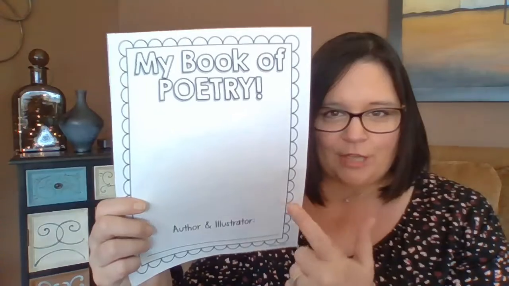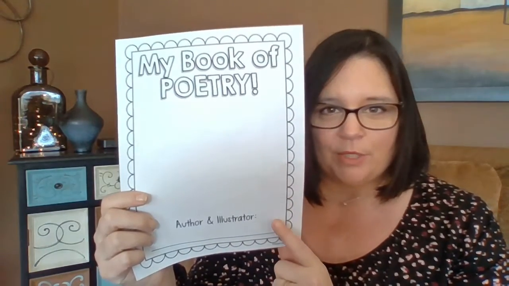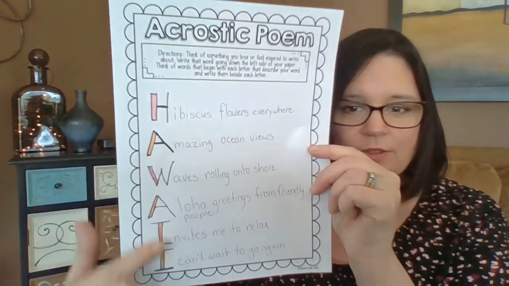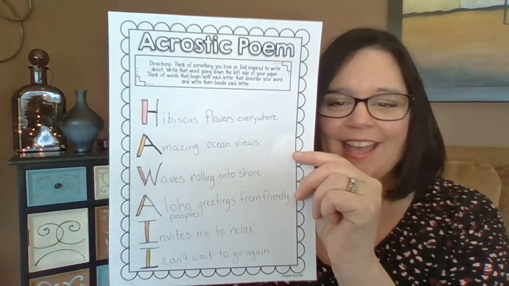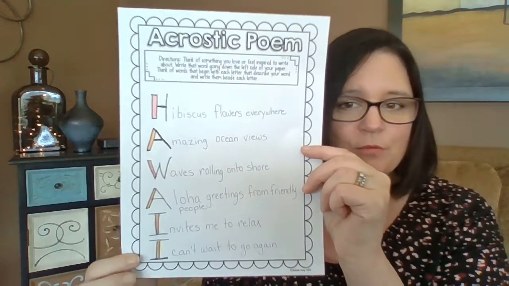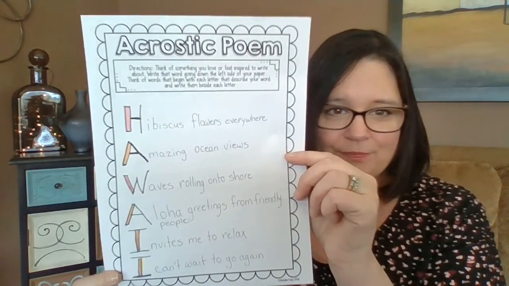For this lesson you're actually going to need your poetry booklet. If you remember, last week we did our acrostic poem where you wrote a word down the side. I did Hawaii and then made some words or some phrases or groups of words to go with each letter.